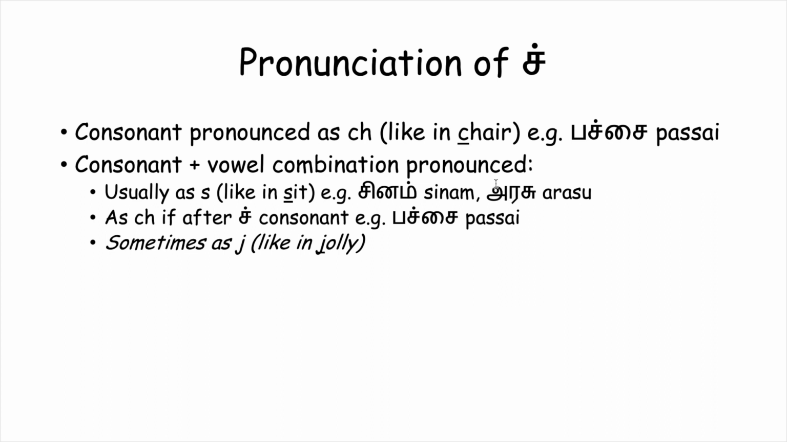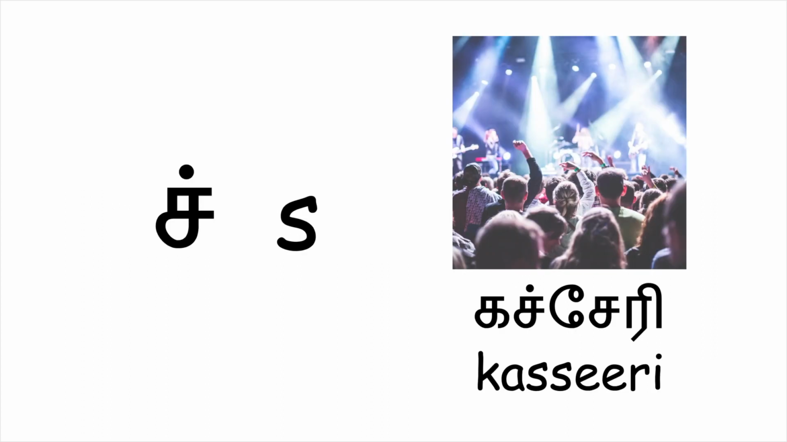But it's pronounced ch if it's after the uch consonant, and I'll use padche as an example again. It can sometimes be pronounced as j, but I will cover that in a different video specifically on pronunciation anomalies. An example word that has uch is kacheri, which means concert.